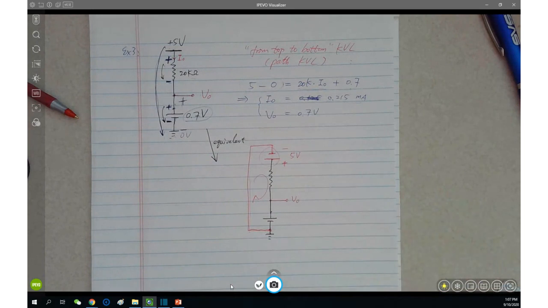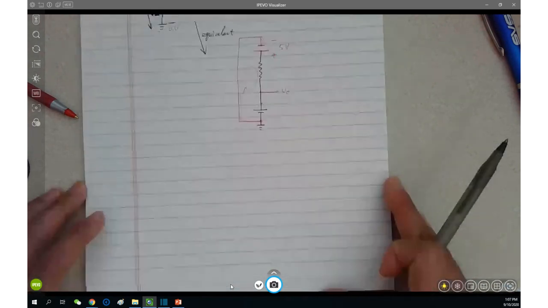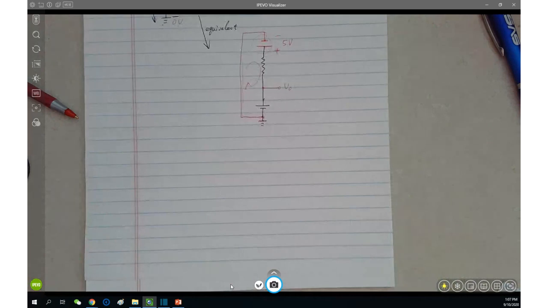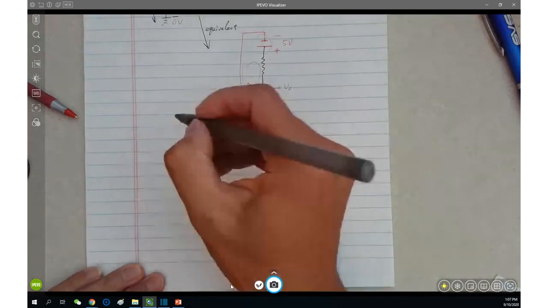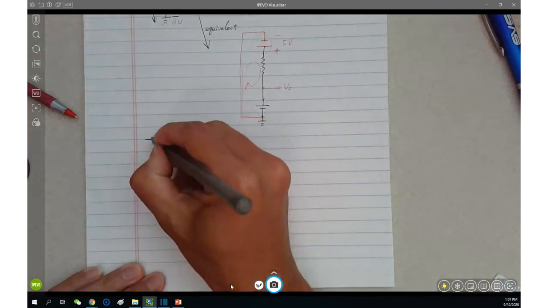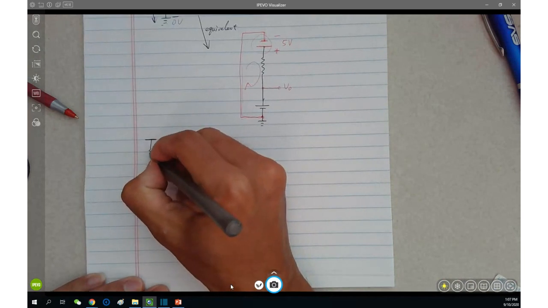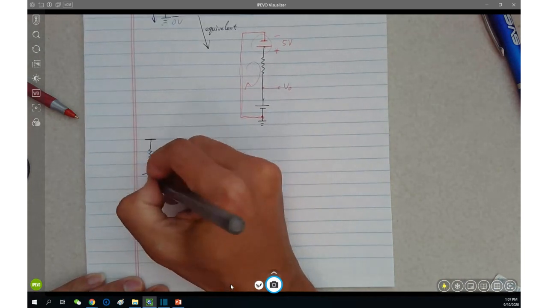So two more small examples like this to get used to this path KVL. Let's see what the second circuit is. Obviously more complicated, but let's see.